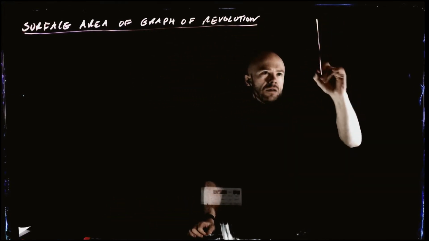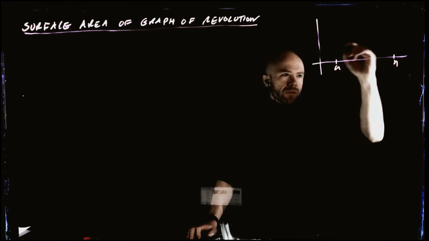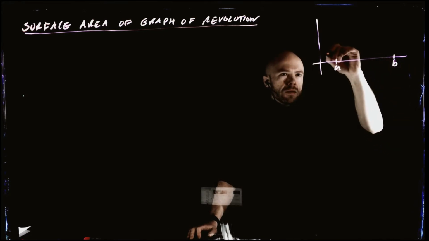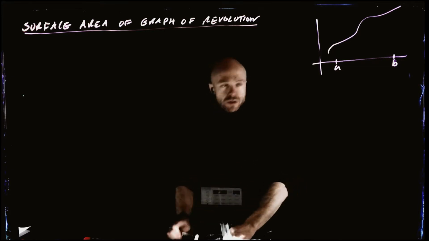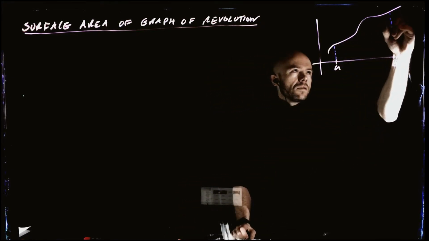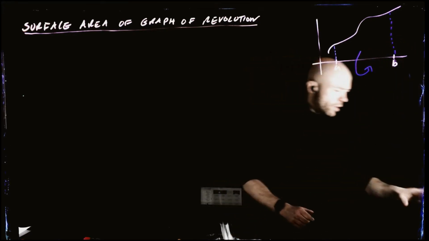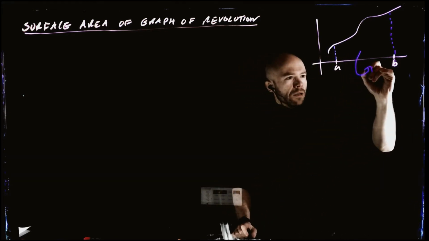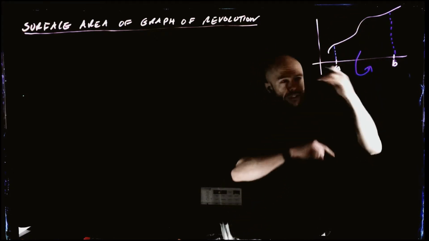Suppose we have a graph like this from A to B. This is our function, okay? And we're going to rotate this around the x-axis. So I'm going to do an arrow like this to indicate the direction we're rotating it around. Later, we'll do it around the y-axis as normal.